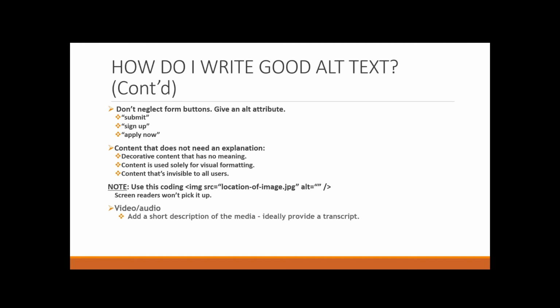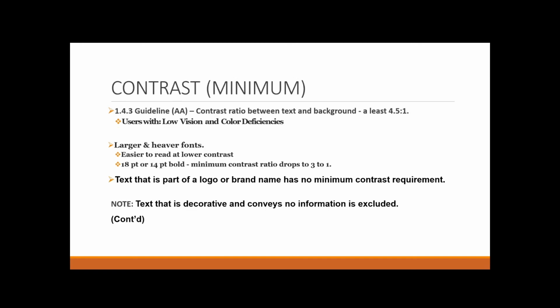For video and audio, add a short description of the media, but ideally provide a transcript. Color contrast is an often overlooked web accessibility problem. People who have low vision could find it difficult to read text from a background color if it has low contrast. The 1.4.3 guideline is contrast ratio between text and background.